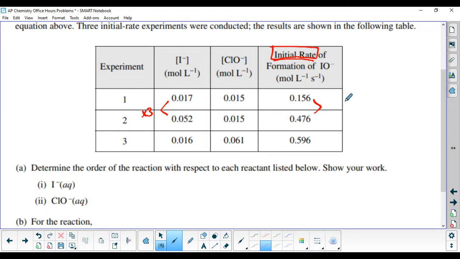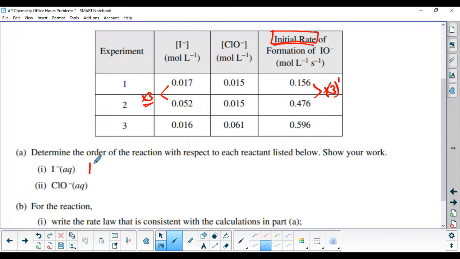How do I get these two? Well, 0.156 times 3 is approximately our 0.476 here. So if I triple this side and I triple this side, then this is first order. It's the same relationship on both sides. The way to do that is to ask, what do I have to raise this to? I have to raise this to the power 1 to get my reactant multiplication. So this is first order with respect to iodine.